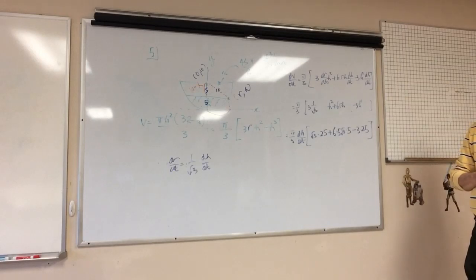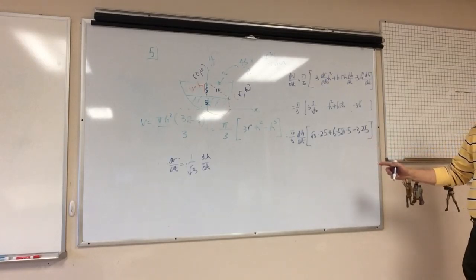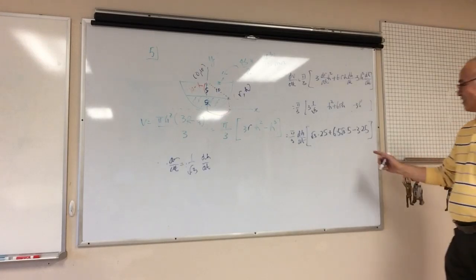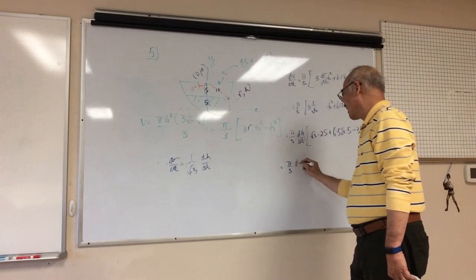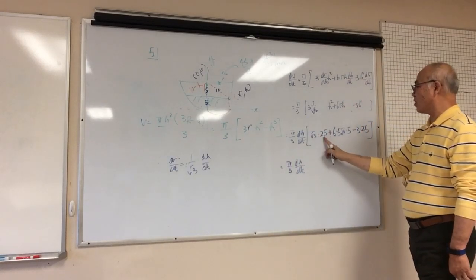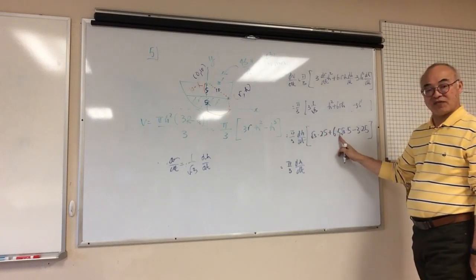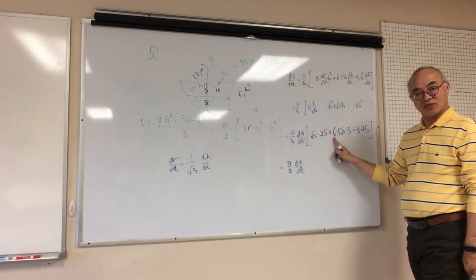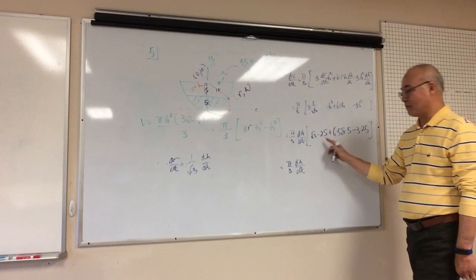3 times 25 is 75 root 3. How many root 3s do we have here? We have 25 root 3. Over here we have 5 times 5, which is 25, times 6, which is 150. So I have 175 of them, right? Minus.